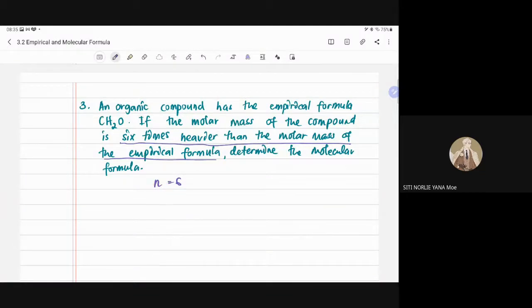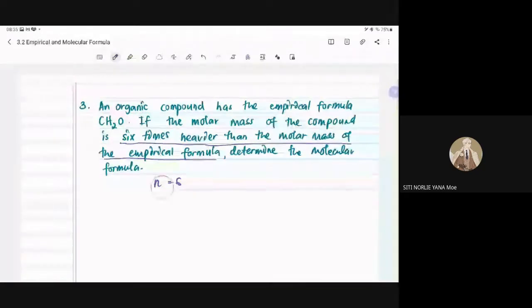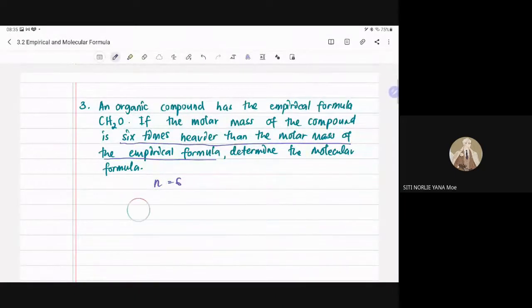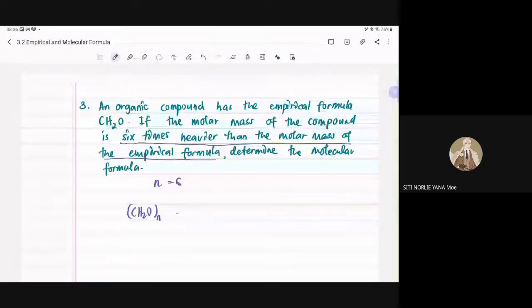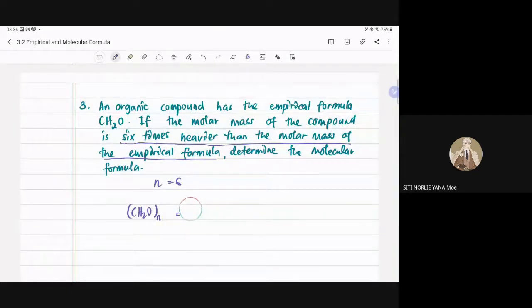Kita nak guna X pun boleh. Nak guna Y pun boleh, tak ada masalah. Okay. Nak guna M ke J ke whatever huruf pun boleh. Tak ada masalah untuk ini. Dia punya gandaan tu. So, CH2O N sama dengan CH2O 6 sama dengan C6H12O6. So, ini adalah molecular formula.